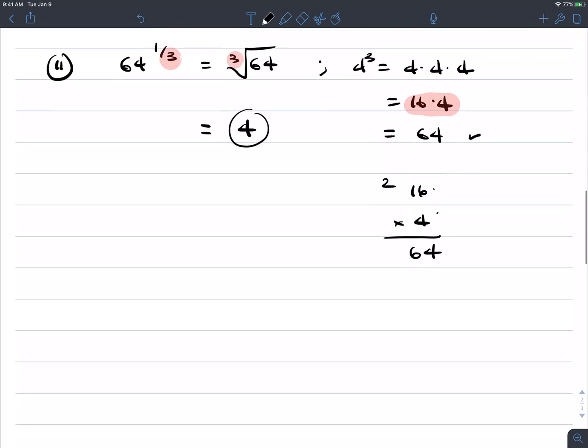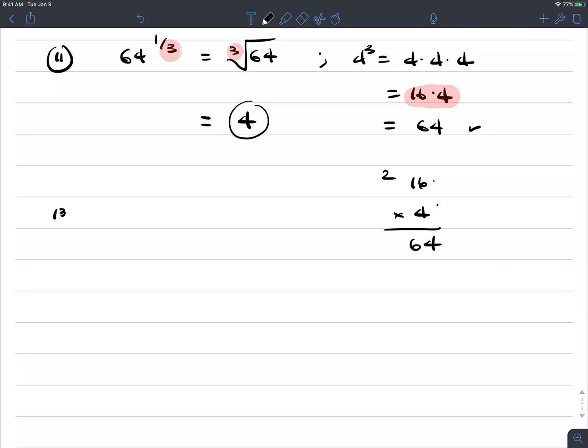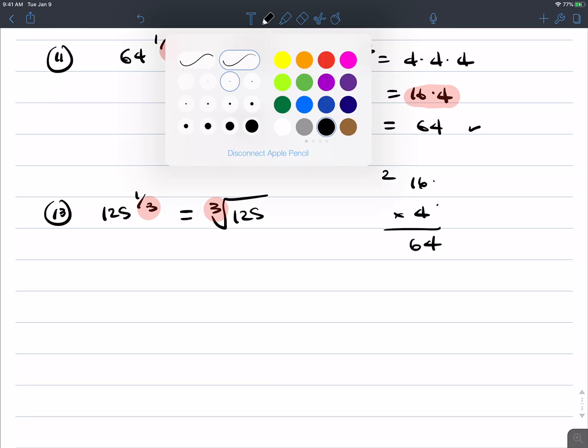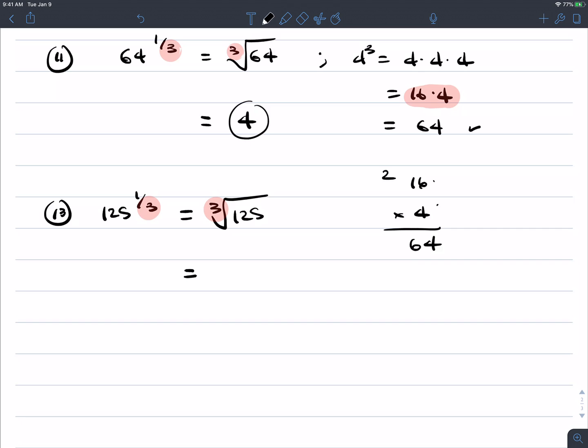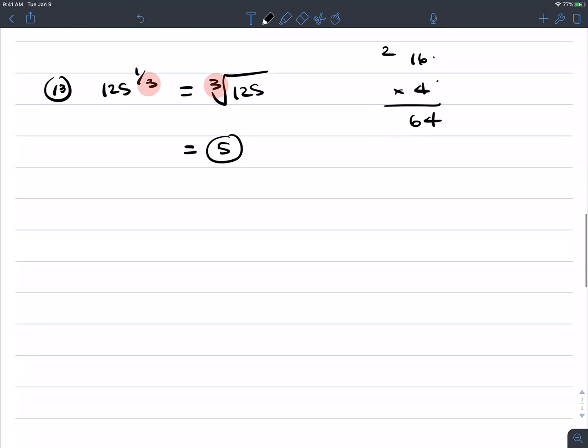So this is going to be a pretty interesting homework. 13, that's 125 to the 1/3 power, which is the cube root of 125. So what's the cube root of 125? Good. 15. 1 to the 1/3 power is the cube root of 1. So what's the cube root of 1 going to be? 1.